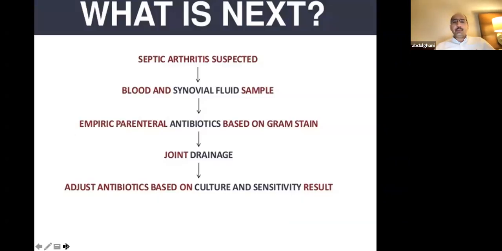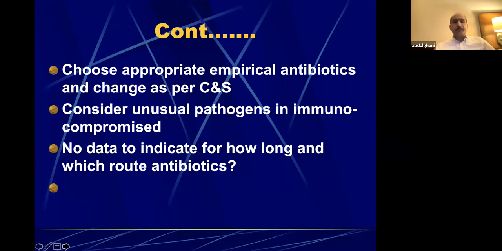In the management algorithm, whenever septic arthritis is suspected, you must examine, send blood and synovial fluid samples, and ask for a routine X-ray, AP and lateral of the particular joint. Start with empirical antibiotics, but only after taking synovial fluid. Based on the organism sensitivity, you obviously change the antibiotic. And of course, you have to go for joint drainage because this is a surgical emergency, not just a medical emergency, and adjust the antibiotic based on the culture sensitivity result.